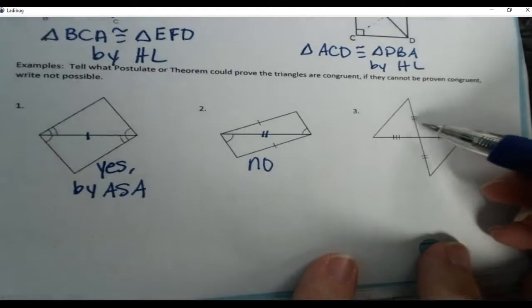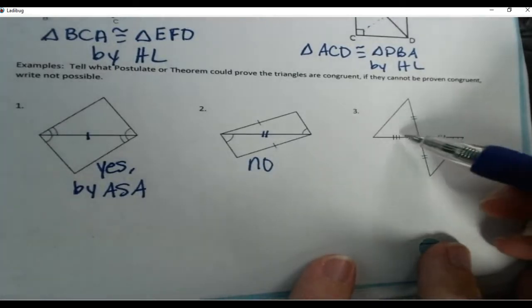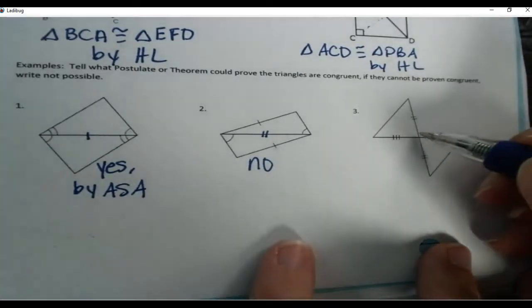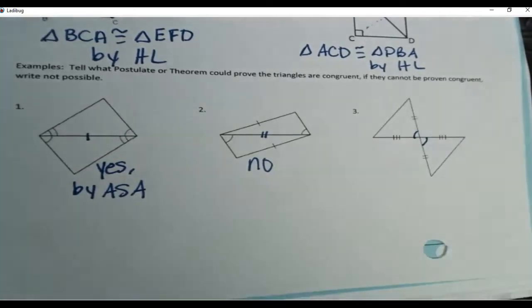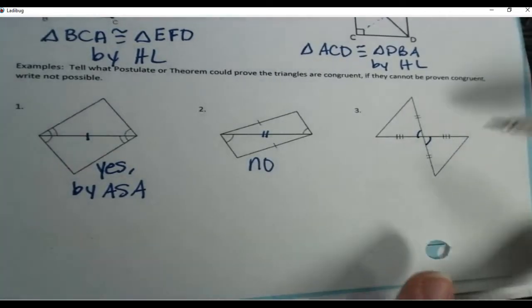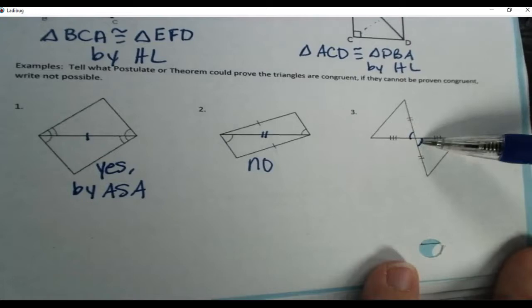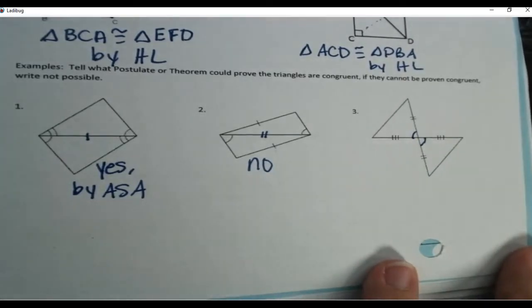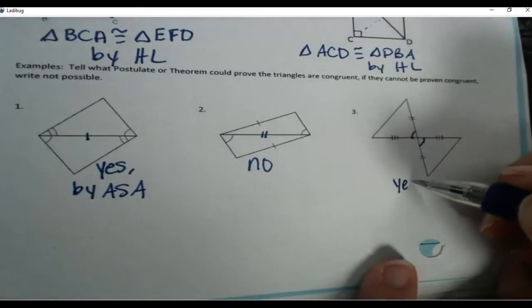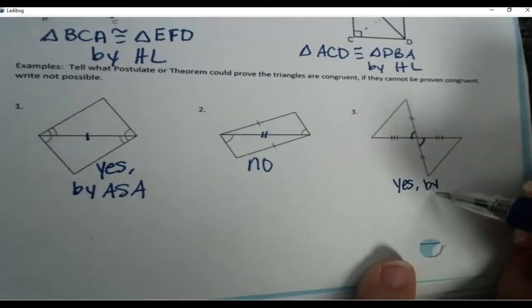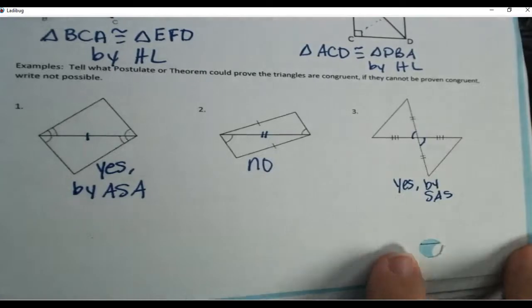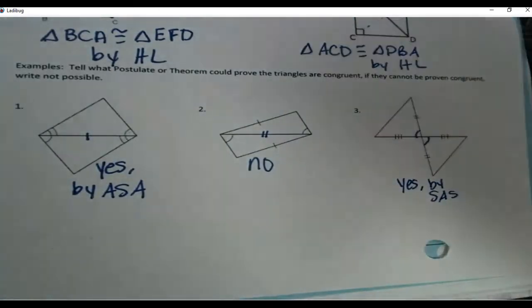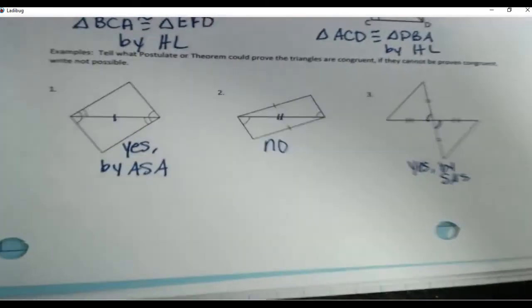But then 3, it gives me these two sides and these two sides. And then in the middle, we have some vertical angles going on. So now I have side, angle, side. Is that one of them? Yes. So yes by side, angle, side.